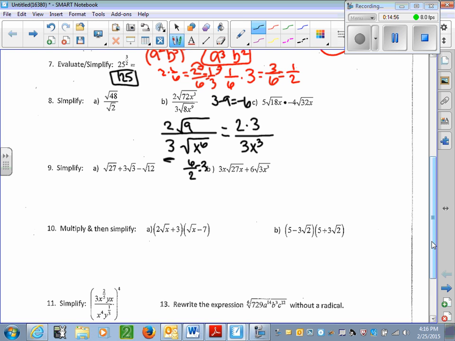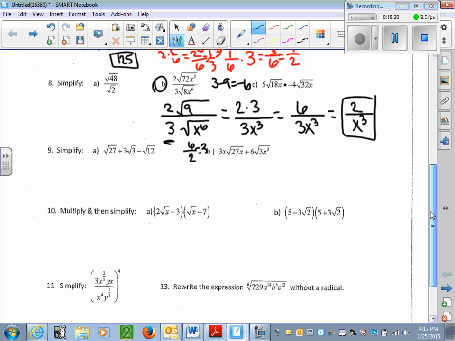Okay, now let's just clean this up a little bit. The numerator, 2 times 3 is 6 over 3x to the third. Again, cleaning up a little bit further. 6 divided by 3 is really 2. So I have 2 over x to the third. And this is the simplest form of b. So we're doing this one right here, right? Okay, so that's that one.